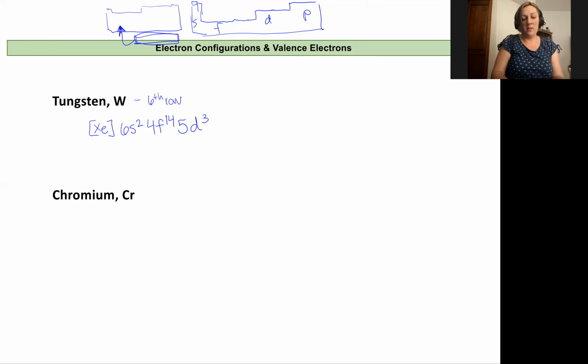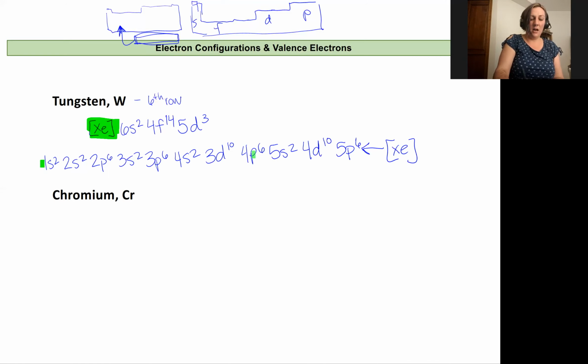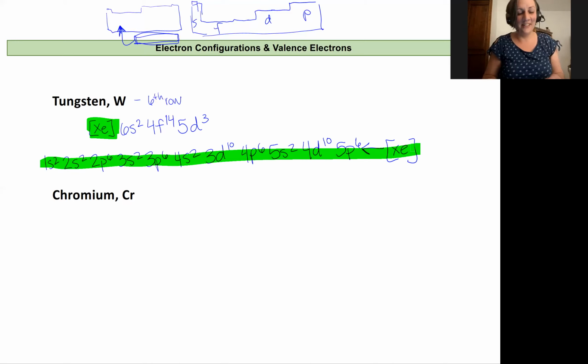And then remember the xenon, you would start out at 1s2, 2s2, 2p6, then you'd go down to 3s2, 3p6, 4s2, 3d10, and then we'll go to 4p6, then 5s2, and then we'll do 4d10, 5p6, and then that's where xenon is. That's that 6th one. And so when we abbreviate with xenon, we're really saying all of this comes first, which is a fair amount.